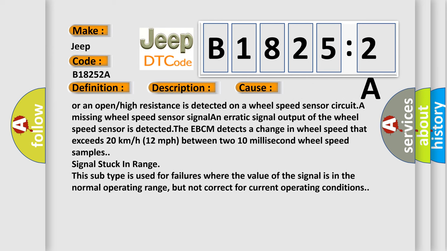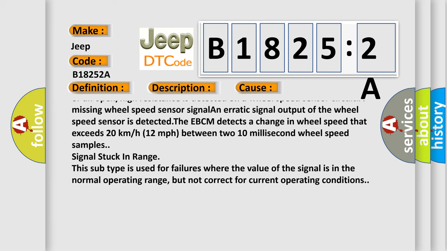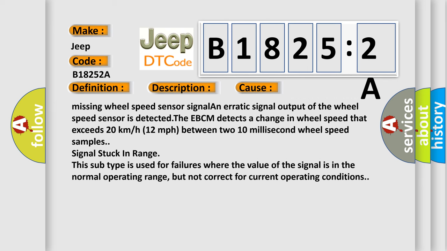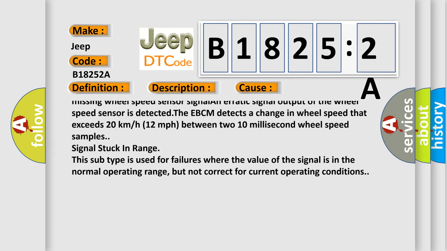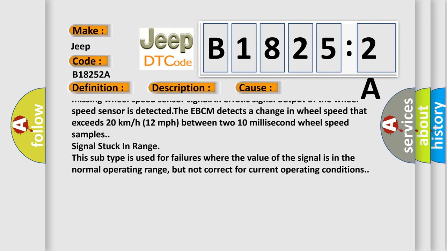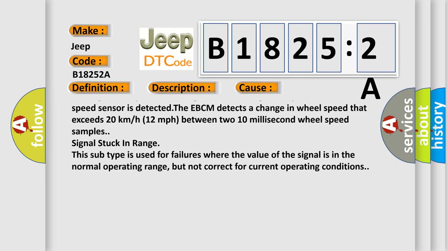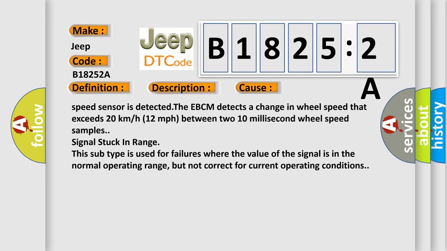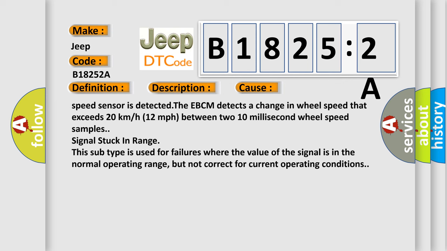Conditions for setting the DTC: a short to voltage, short to ground or an open or high resistance is detected on a wheel speed sensor circuit. A missing wheel speed sensor signal. An erratic signal output of the wheel speed sensor is detected. The EBCM detects a change in wheel speed that exceeds 20 km/h, 12 miles per hour, between two 10 millisecond wheel speed samples. Signal stuck in range: this subtype is used for failures where the value of the signal is in the normal operating range, but not correct for current operating conditions.